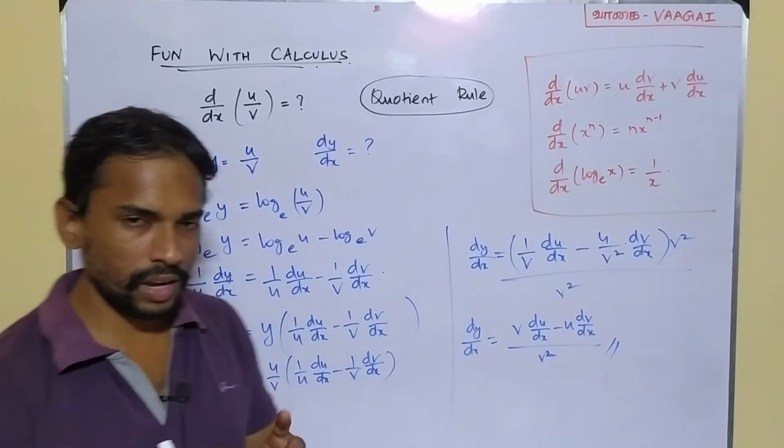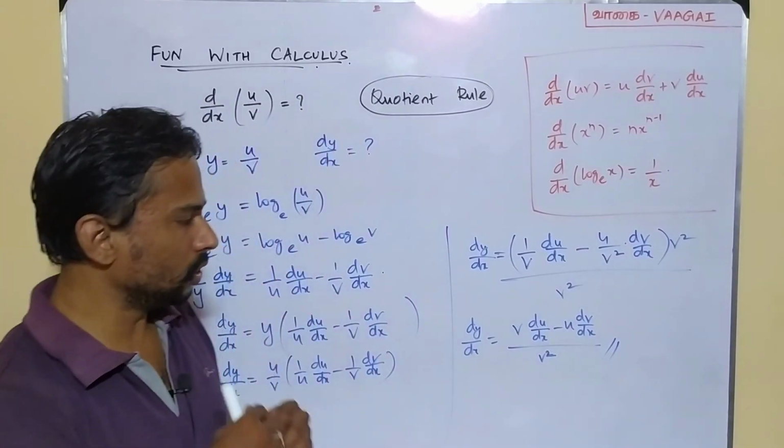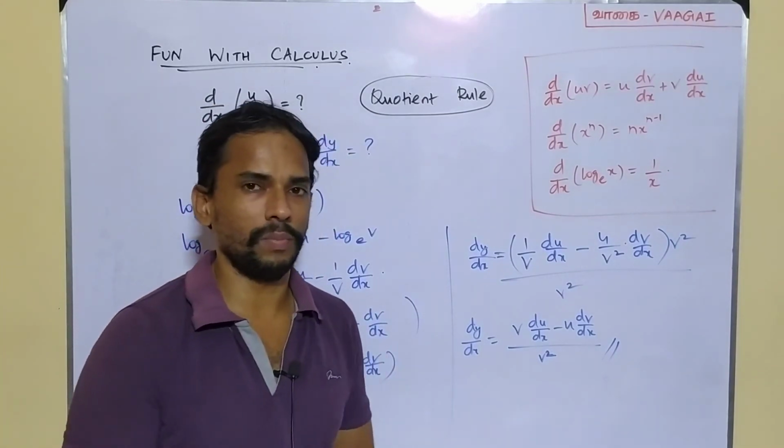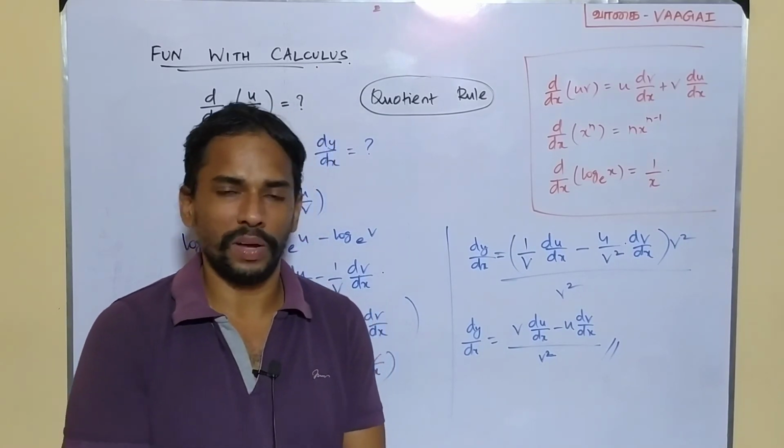So we have made three different approaches. In all those three methods we are getting the same answer. So that is going to be the beauty of mathematics, right?